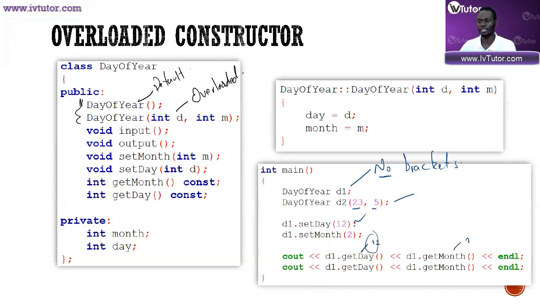If we say get month, we get 2 because we are setting it there. In D2, if we say get day, we now get 23 because according to our constructor, that is what we put in. And if we say get month, we now get 5 because that is what we put in there. That is the idea behind constructors.